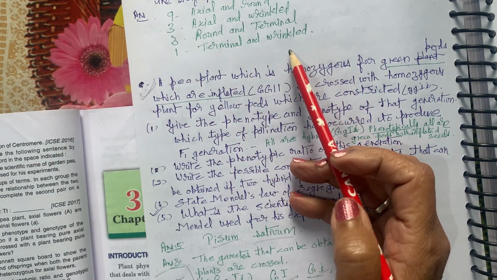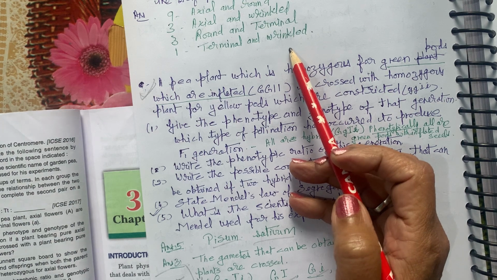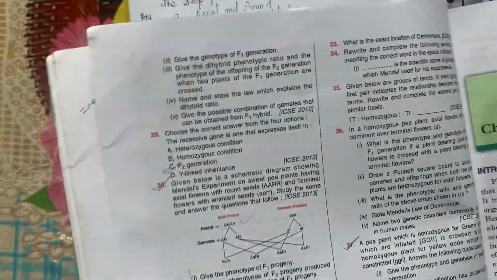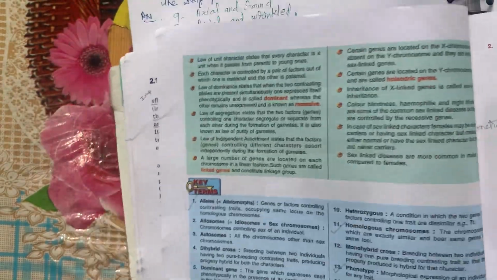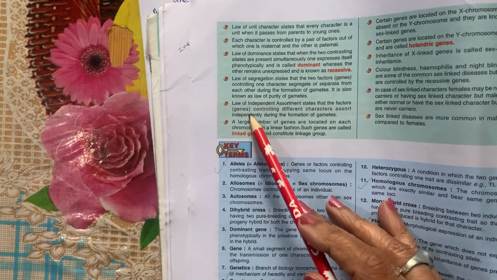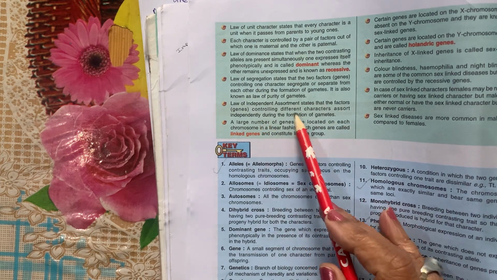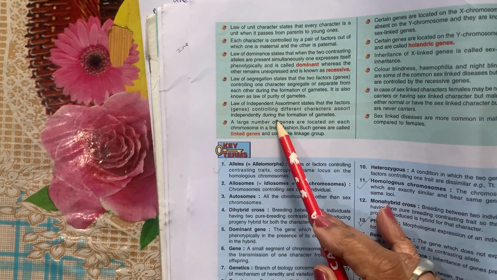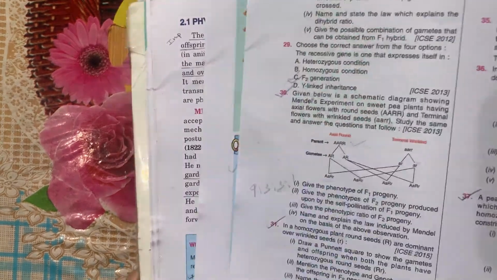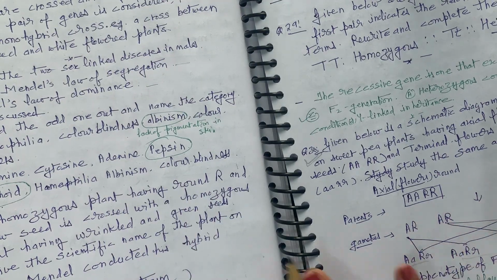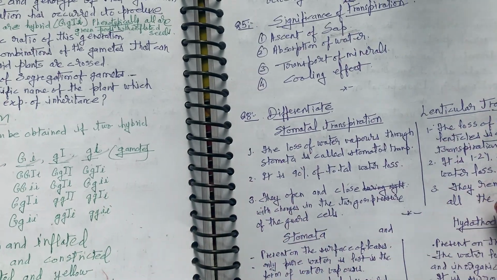Name and explain the law induced by Mendel on the basis of the above. Here the law which is explained is the law of independent assortment. See, the law of independent assortment states that the factors controlling different characters assort independently during the formation of gametes. This means that during gamete formation, none of the characters overlaps another; all characters segregate separately.